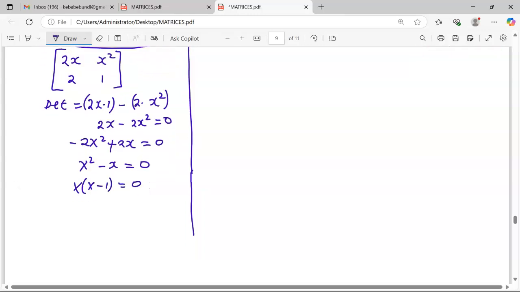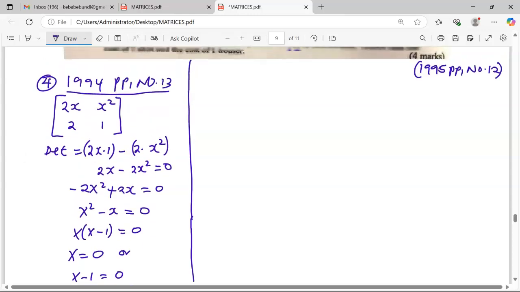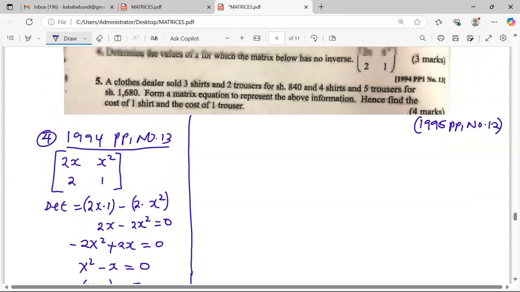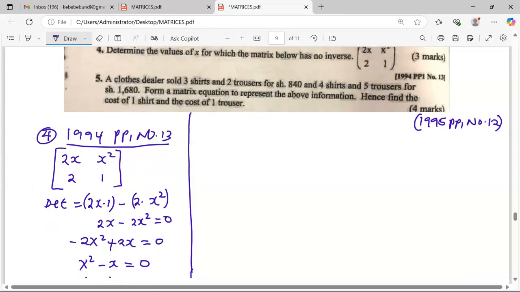Therefore, we equate x to 0, the one outside the bracket, or x minus 1 will be equal to 0, meaning x is equal to 1. Therefore, x is equal to 0, or x can also be equal to positive 1, and those are the two values of x for which this particular matrix has no inverse.